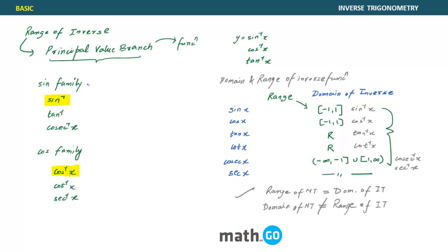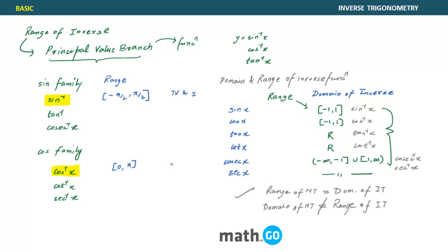For the sine family, if you remember sine inverse, it has a range of minus pi by 2 to pi by 2. Whatever answers come should come from minus pi by 2 to pi by 2, that is the fourth quadrant and the first quadrant. Remember the quadrants also. For cos inverse, what you have to remember is 0 to pi, that is the first and the second quadrant.